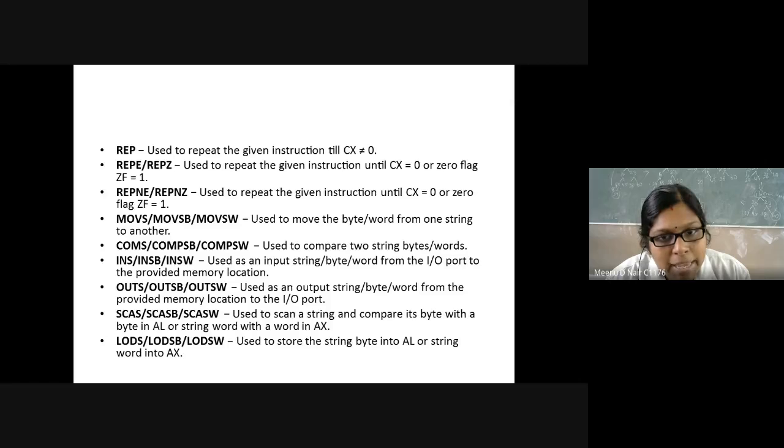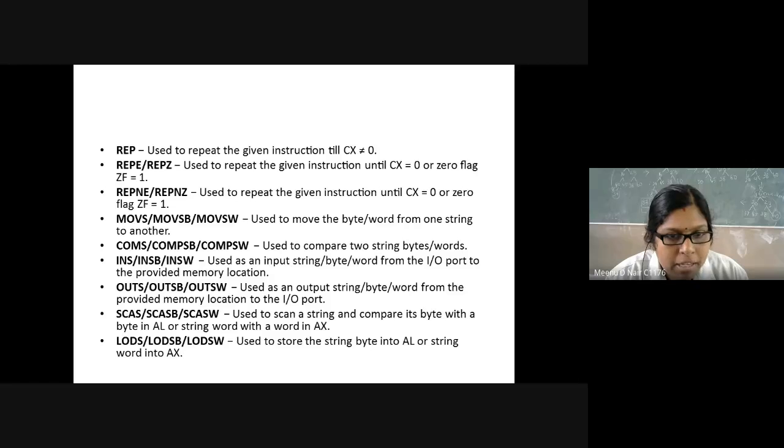MOVSB means move a string byte, byte means 8 bit, or MOVSW means word. It is a 16 bit. That is MOVSB, MOVSW.